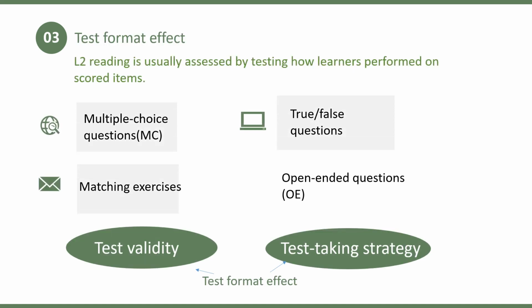Second language reading is usually assessed by testing how learners performed on scored items, such as multiple-choice questions, true or false questions, etc. Test format effect is usually associated with test validity. Specifically, it is concerned with whether the test measures what it is supposed to measure, and it has a relationship with test-taking strategies. For example, learners can take advantage of multiple-choice questions by using clues embedded in options.